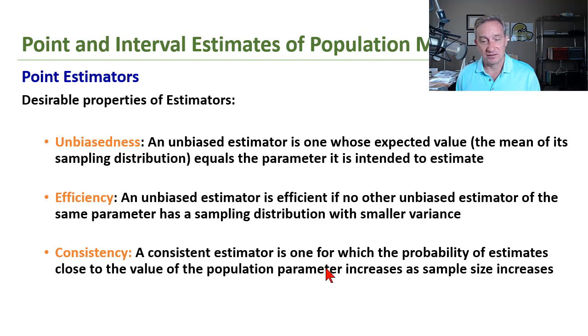A consistent estimator is one for which the probability of estimates close to the value of the population parameter increases as the sample size increases. So consistency is when, if we want to improve the estimate produced by the estimator, we can increase the sample size. It's going to start to converge on the population parameter.